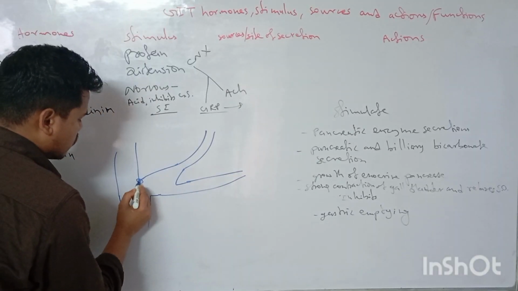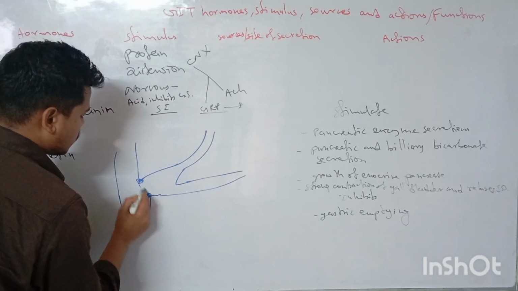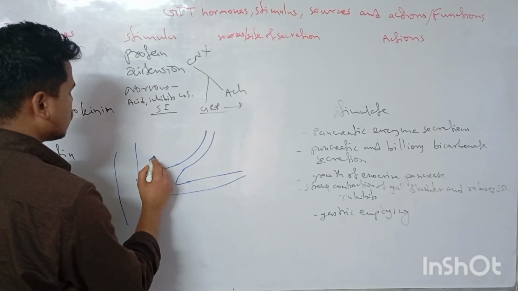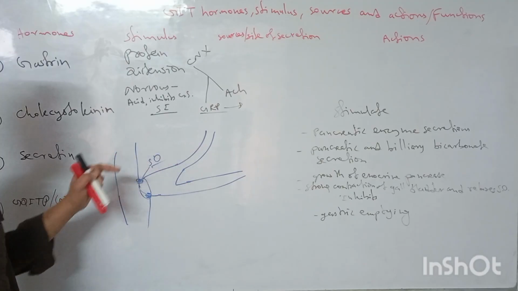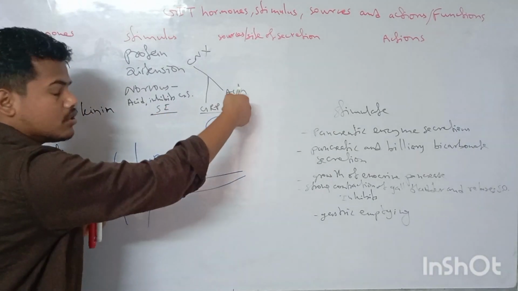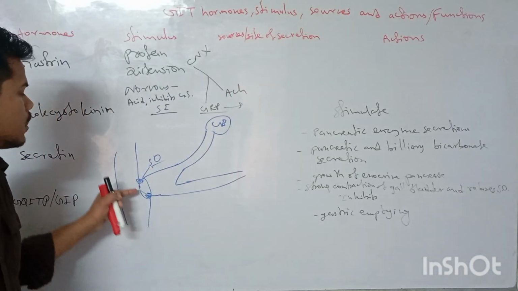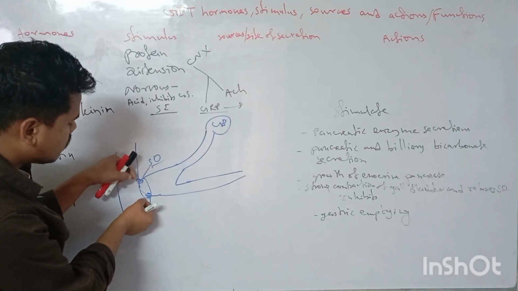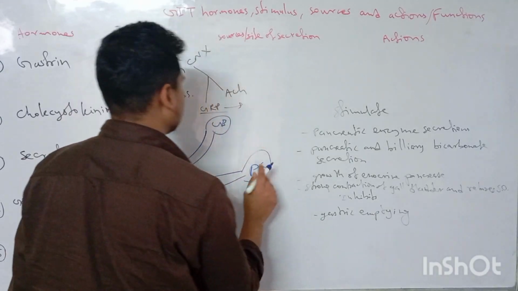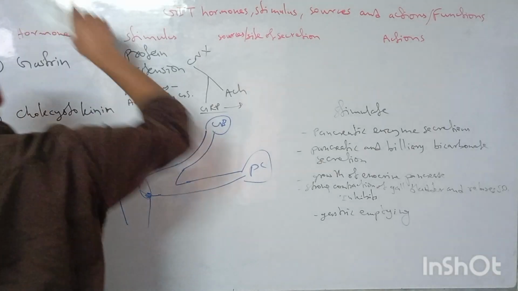So here is the common hepatico-pancreatic duct, and here there is a guarding sphincter known as the sphincter of Oddi. Since cholecystokinin is causing the contraction of the gallbladder, the gallbladder content should reach the small intestine. For that, the sphincter should be relaxed, and this is the pancreas, you know. So this is the function of cholecystokinin.